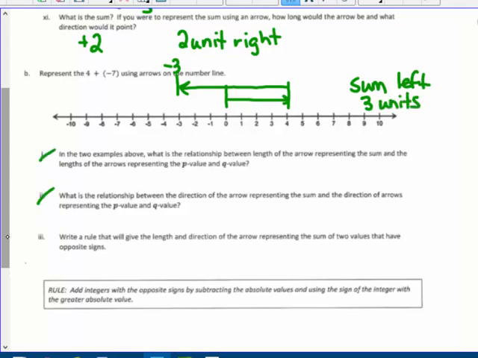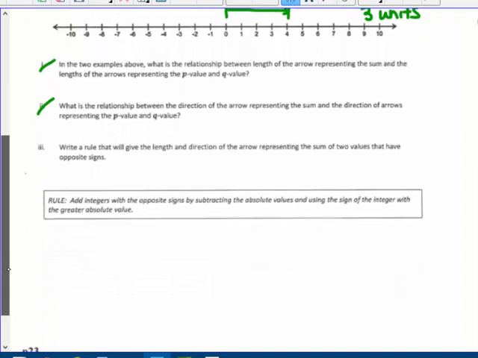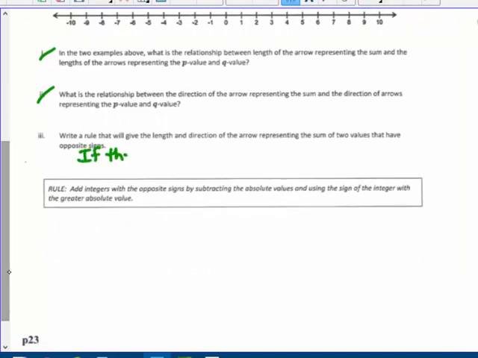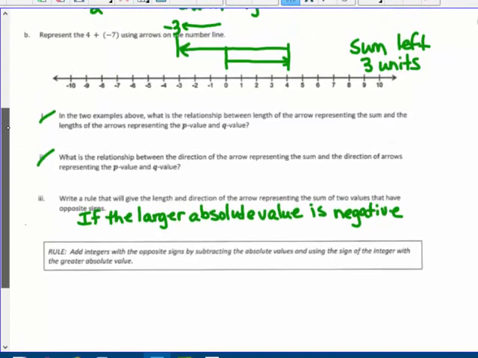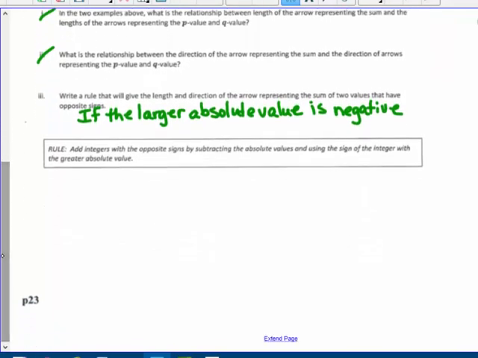I'm going to skip these 2 questions, but I'm going to go down to this 3rd question. Write a rule that will give the length and direction of the arrow that represents the sum. So the sum here would be represented by an arrow 3 to the left. Numbers that have opposite signs: if the larger absolute value, the distance from 0, is negative, as in -7, in this last example I just did, -7 has a larger absolute value. It's 7. 4's absolute value is 4. If the larger absolute value is negative, the sum will be negative.